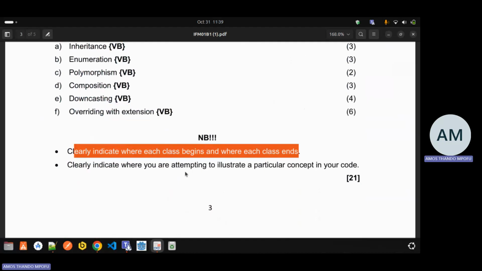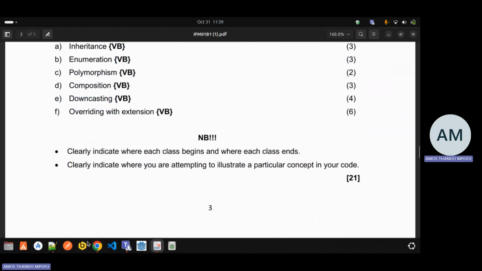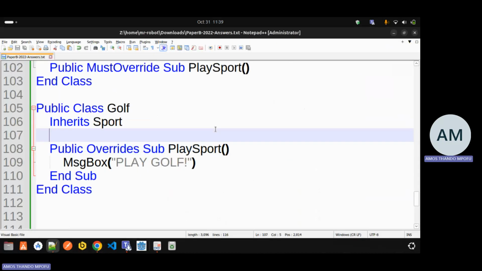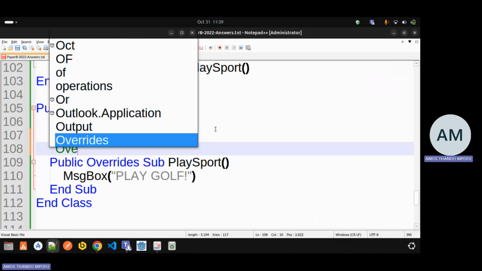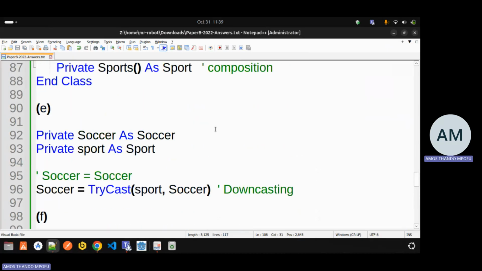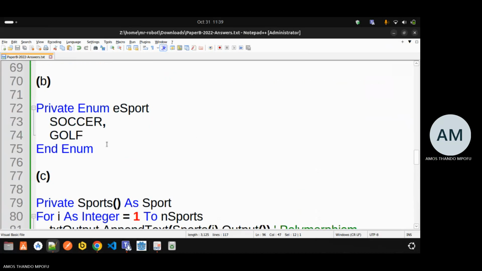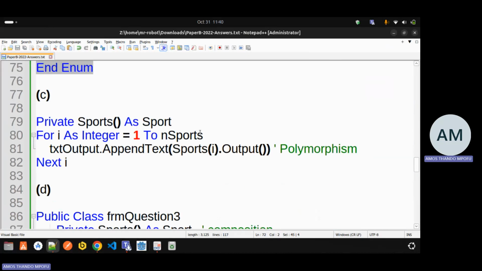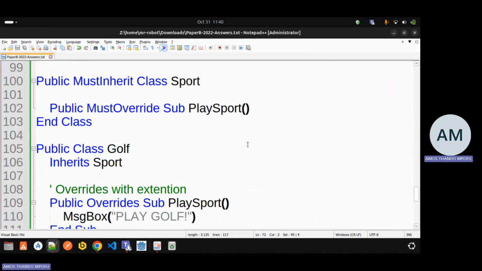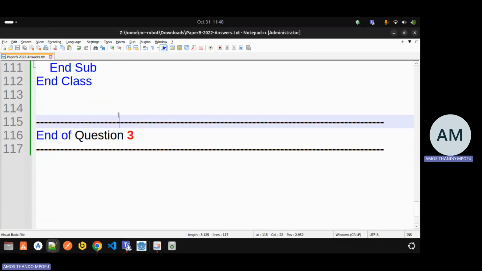So this is: clearly indicate where you are attempting to illustrate a particular concept. Wow. If you don't follow instructions, they say indicate where you are demonstrating it. Overrides with extension. So you need to demonstrate where you are demonstrating the concept. I've been doing that the whole time. Enum, you don't have to specify where because it's not applicable. You can see it's an enum. But in things like polymorphism, downcasting, and overrides, you need to specify exactly where. So those ones are very important.